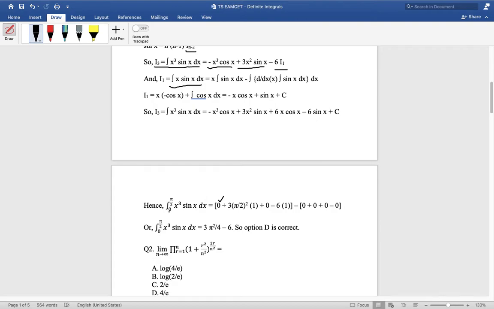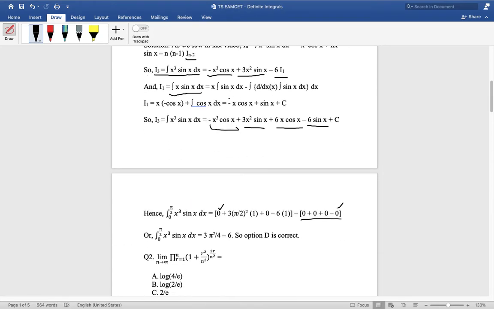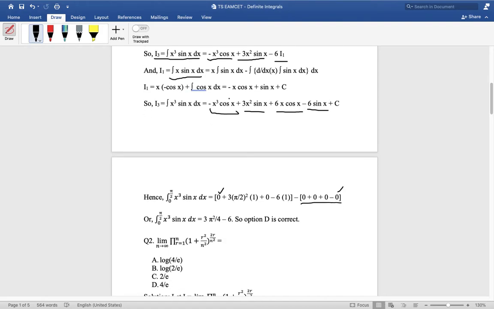Now the lower limit, let us look at that one, 0. So there is x over here, x is 0, so this whole term goes to 0, this whole term goes to 0, this term goes to 0. In this there is no x, but sine 0 we know is already 0. So this whole thing is 0, and what are we left with? 3 into pi by 2 whole square minus 6. So 3 pi square by 4 minus 6, which is option D. Hence option D is the correct answer. Now second question.